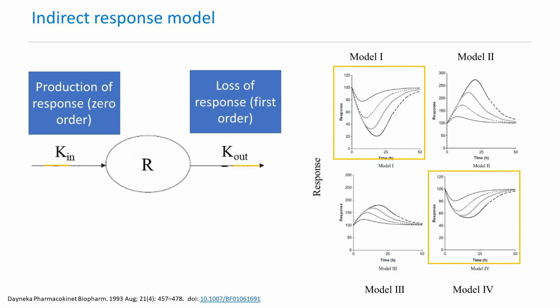So this is what these plots look like. One thing that you're going to notice is that we have plots that look kind of similar in structure. So if we have a production of the response being inhibited, the response will go down. If we have a loss of response being stimulated, the response also goes down. So it's very important when we're going to be using indirect response models that we're using them responsibly.